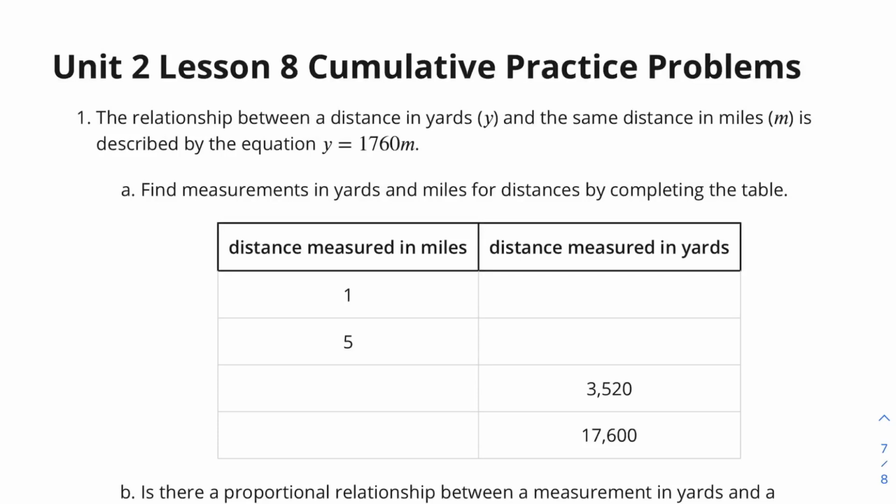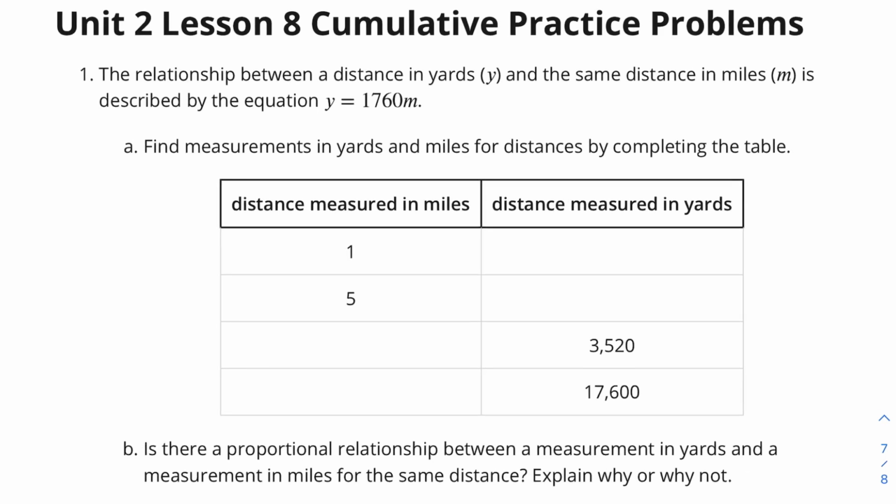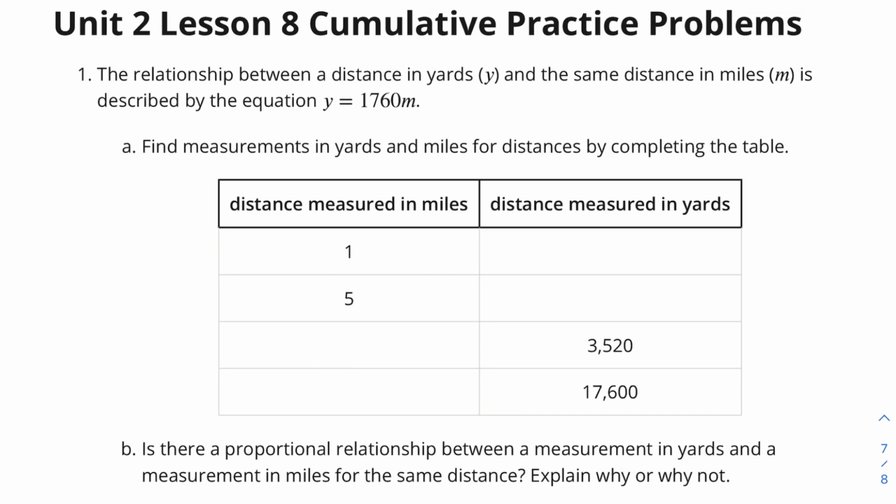Unit 2, Lesson 8, Practice Problems. The relationship between a distance in yards y and the same distance in miles m is described by the equation y is equal to 1760m. Find measurements in yards and miles for distances by completing the table.